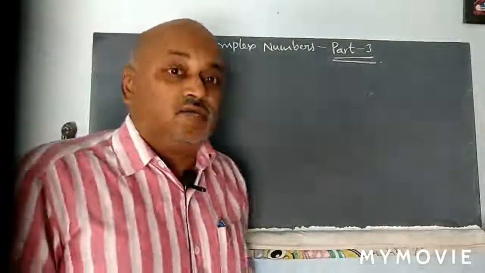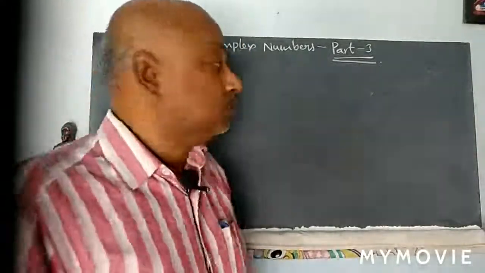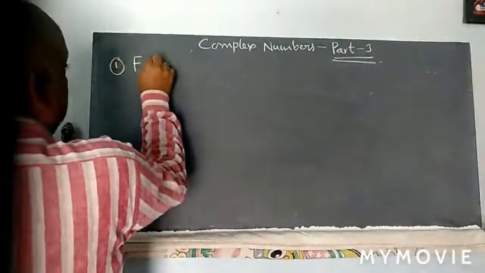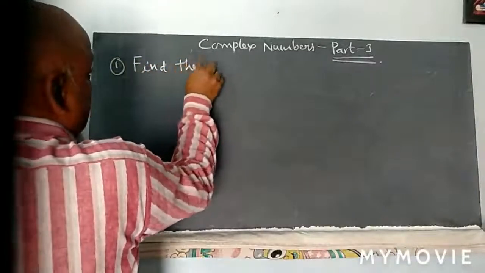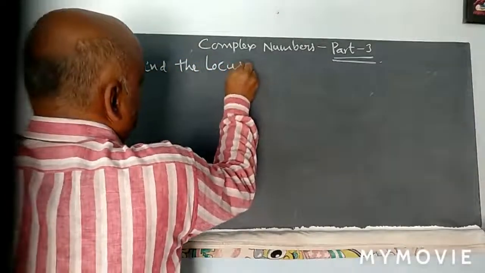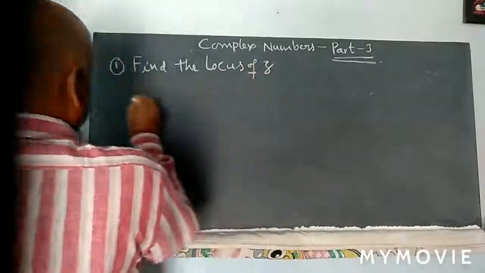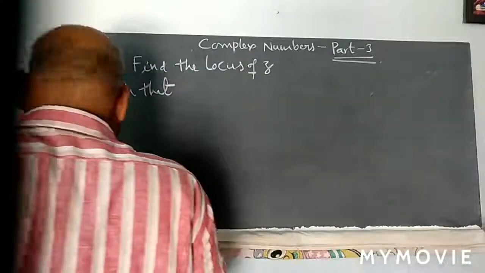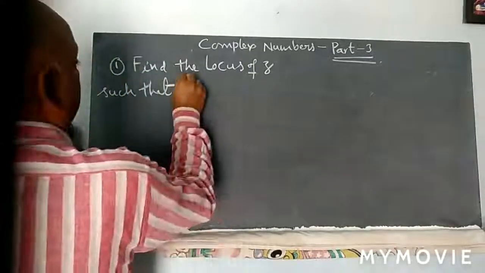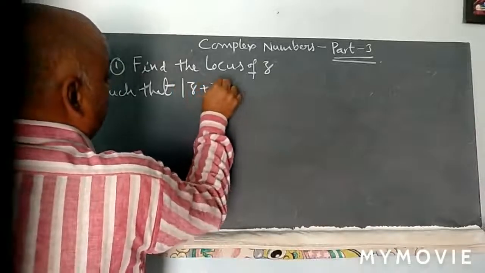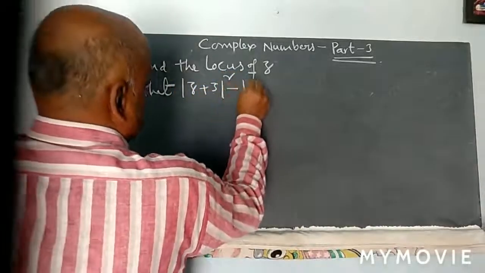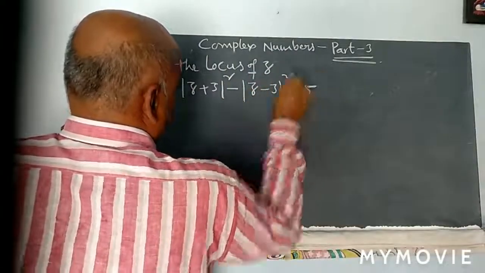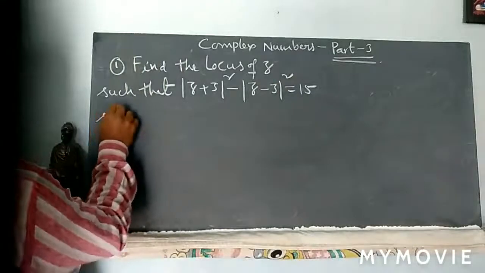In this class, we solve some problems. The first problem: find the locus of Z such that (mod Z plus 3) whole square minus (mod Z minus 3) whole square is equal to 15. Here is the solution.